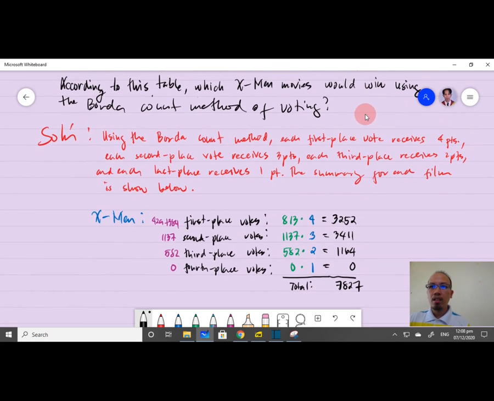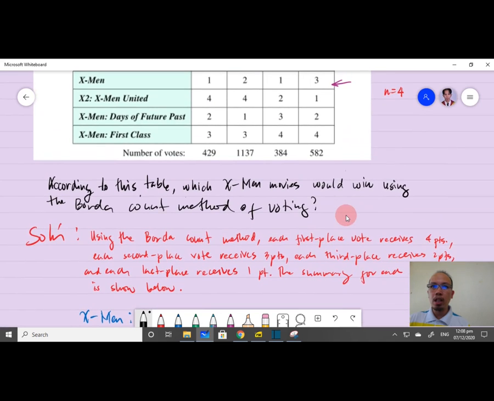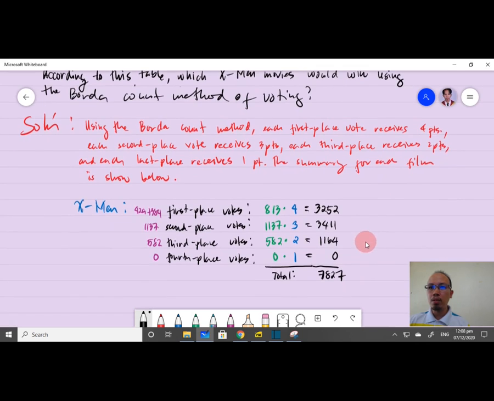Then do the same for X-Men 2 United, X-Men Days of Future Past, and so on and so forth until X-Men First Class. I'm going to skip this one and then write it here, skip the video, and then come back later after writing these values here for the other 3, so that we will not waste time.